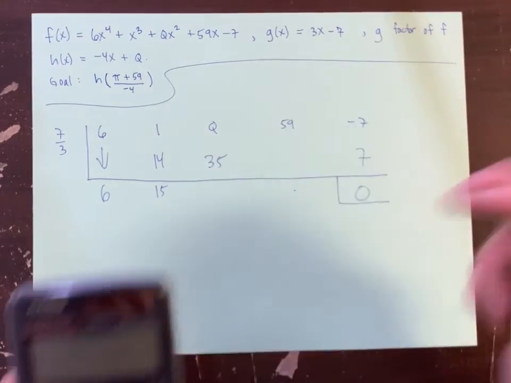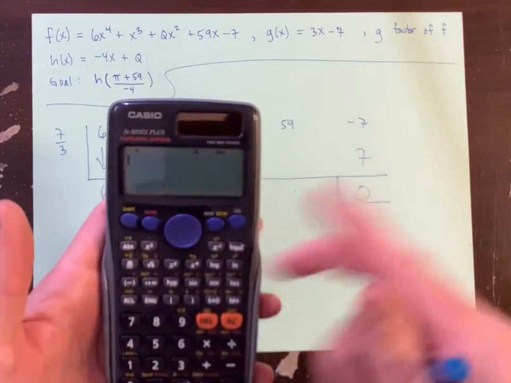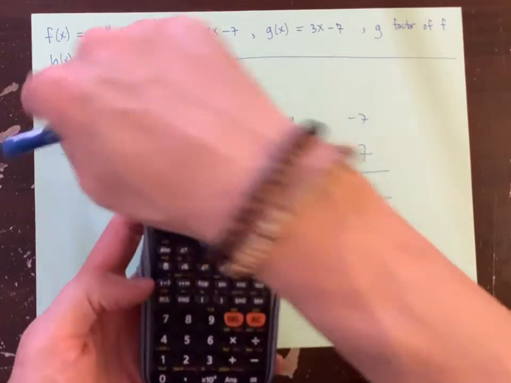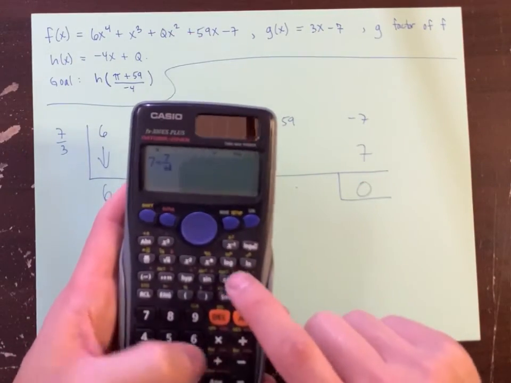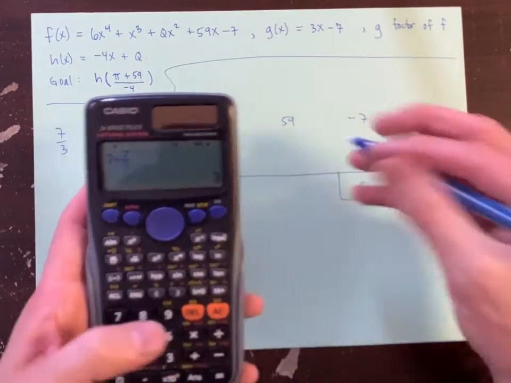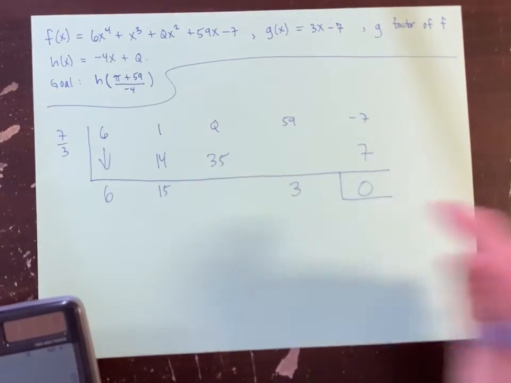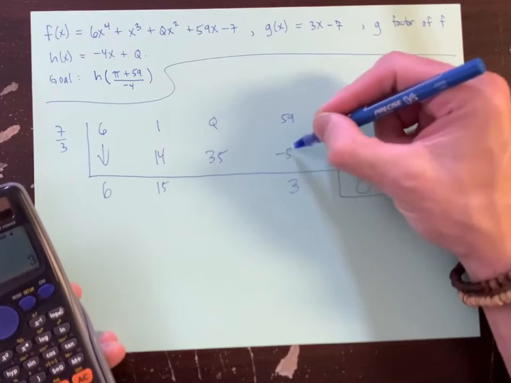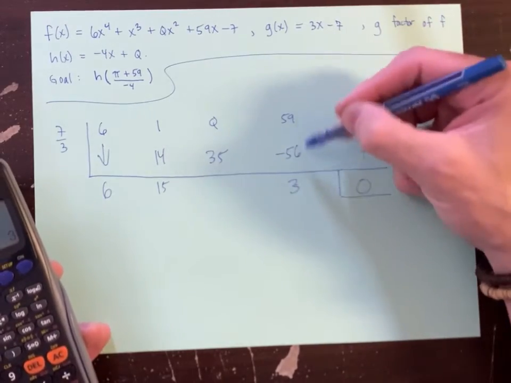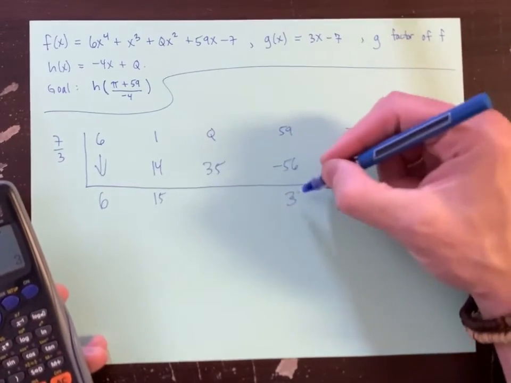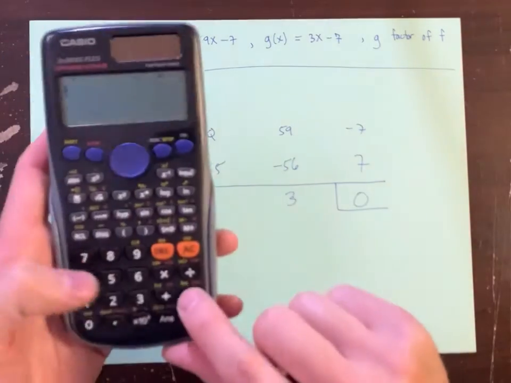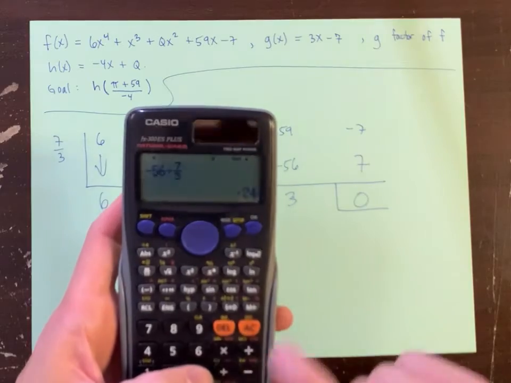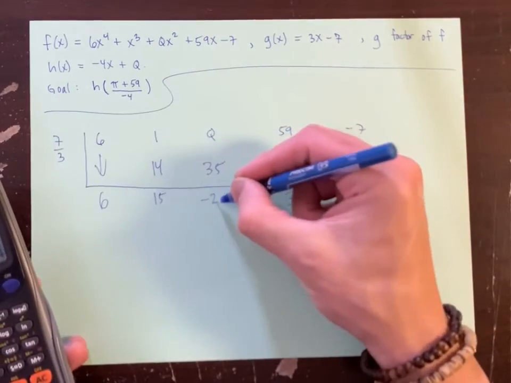Now to find this guy, based on the previous video's suggestion, I can take 7 divided by the number on the outside, and that tells me what goes here. So this is going to have to be 3. Because 3 times this is that. So if this is 3, this has to be negative 56, because if you add these, right, if you add them, it gives you 3. And so now I take the negative 56 and I divide it by the same number that's on the outside, negative 24, and that goes here.